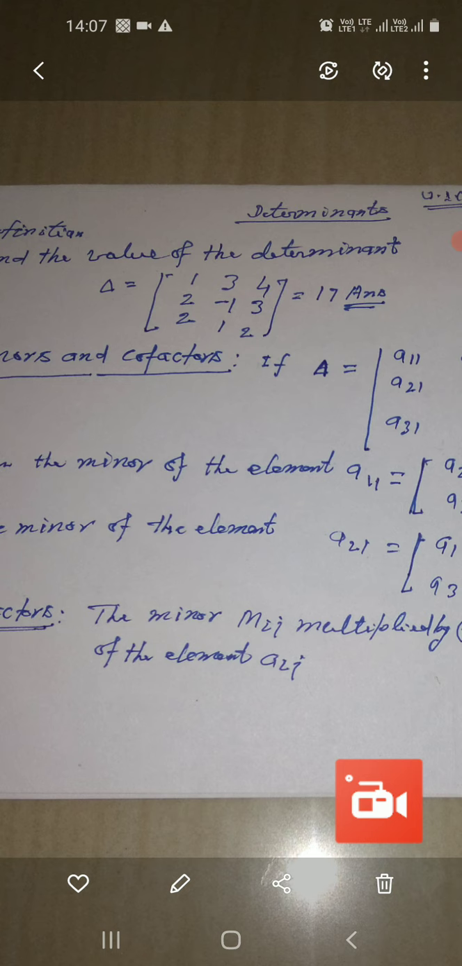And cofactor: the minor Mij multiplied by minus 1 power i plus j is called the cofactor of the element aij. That means you have to find the minor first of all and then multiply it by minus 1 power i plus j, and you will get the cofactor.